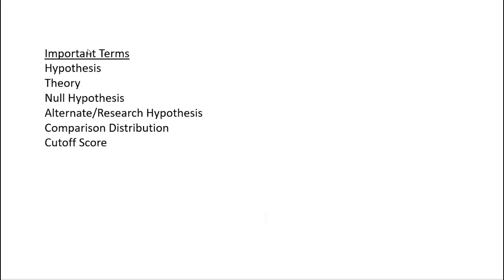Some important terms that we need to be familiar with in this chapter are hypothesis, theory, null hypothesis, alternate or research hypothesis, comparison distribution, and cutoff score. I'm just going to briefly go over these so that we are familiar with them. If you need to go back and brush up on them, you sure can. But these are in the book, and you can find out what they mean from there.